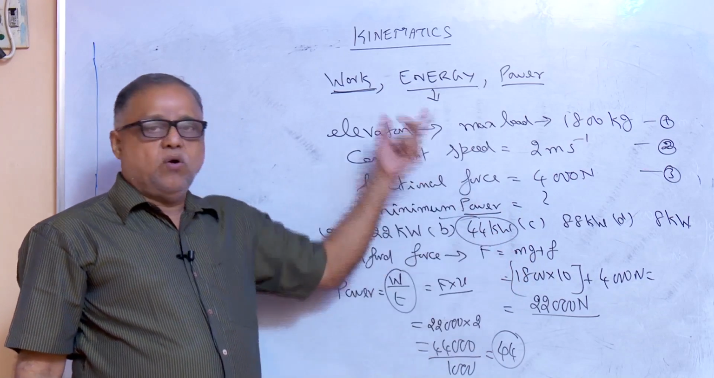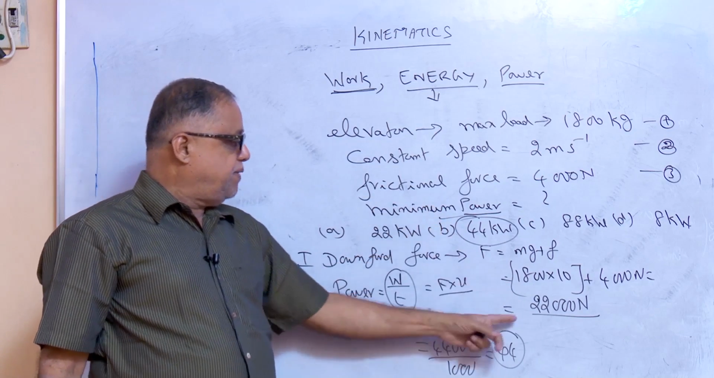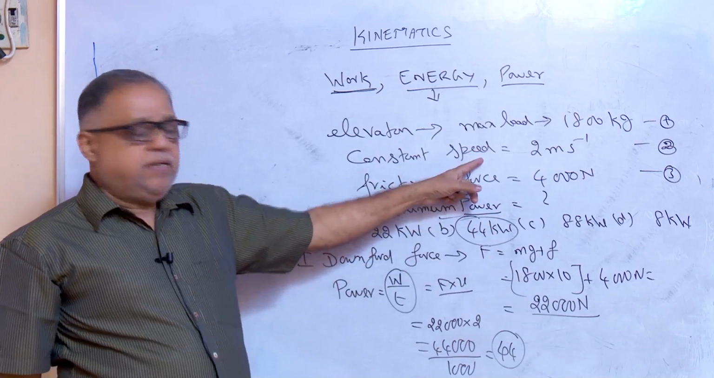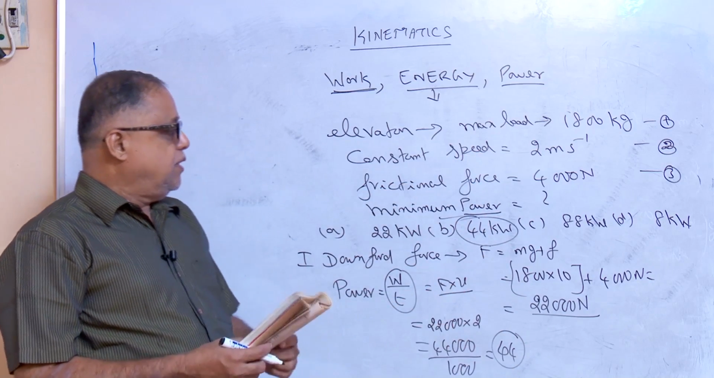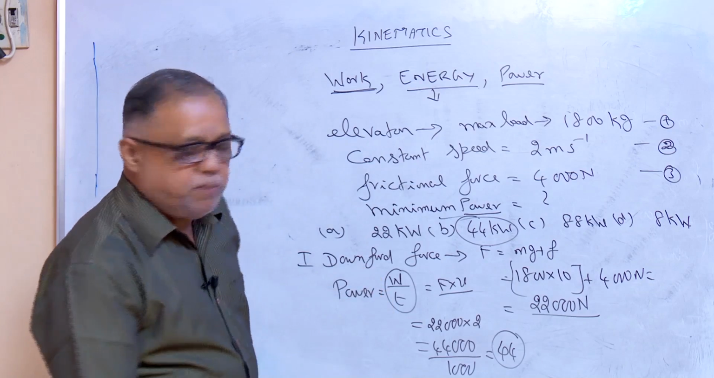Then when the lift goes up, the power given by the motor, the minimum power, depends upon the force and depends upon the speed. It is a product of force into velocity. We are substituting, and 44 kilowatts is the best answer for this problem. We will do one more problem based on that.